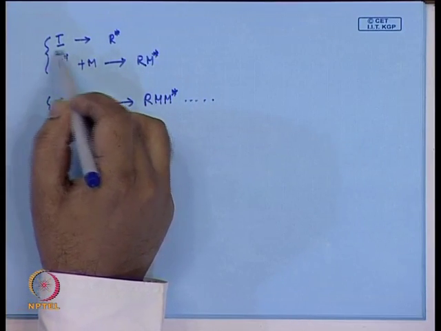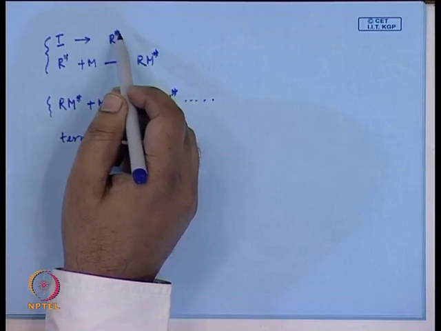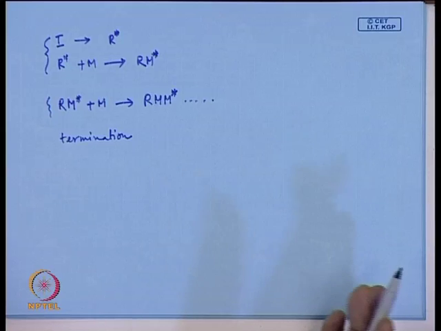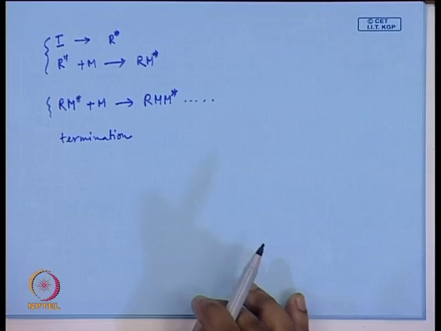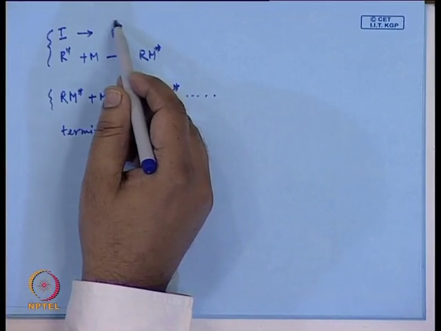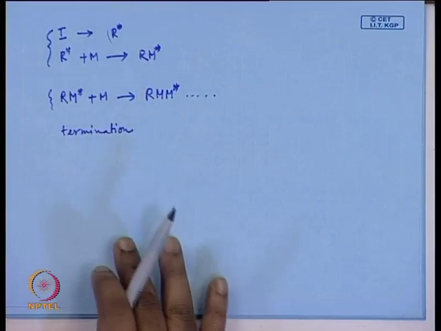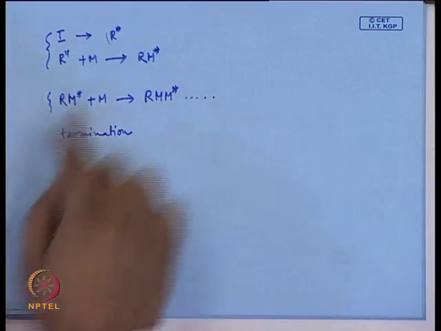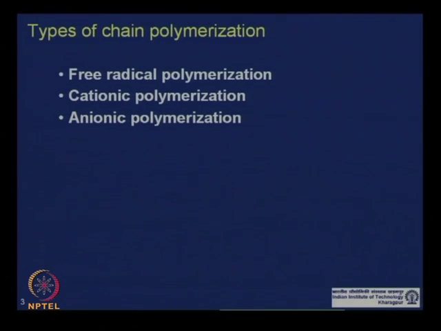So, in this case, you require a reactive species to initiate the polymer chain, unlike in step polymerization where you did not require a reactive species. And depending on the nature of this reacting species R*, you can classify chain polymerization reactions into different types. For example, if R* is a free radical, then we name this reaction a free radical polymerization. If this is a cation, then it is a cationic polymerization. If this is an anion, then it is an anionic polymerization.